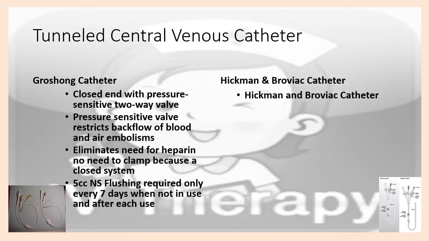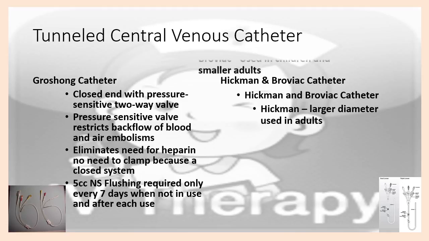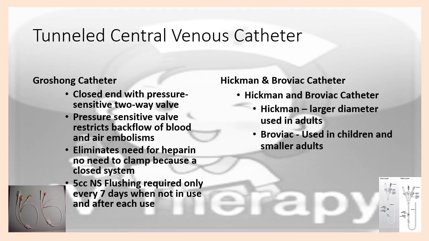Okay, another type is the Hickman and Broviac catheter. The Hickman has a larger diameter catheter and is used in adults. The Broviac is used in children and smaller adults. Okay, for flushing you will use heparin and it equals about 100 units per ml. Therefore you will use 3 mLs every 12 hours and PRN.